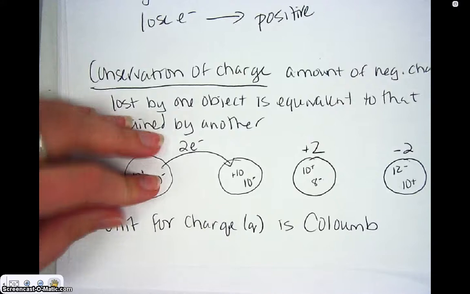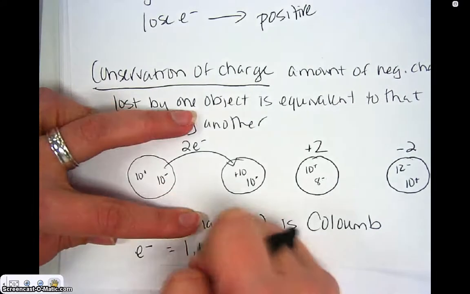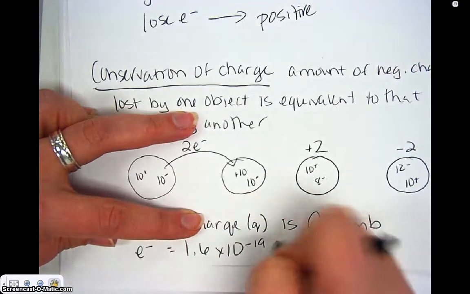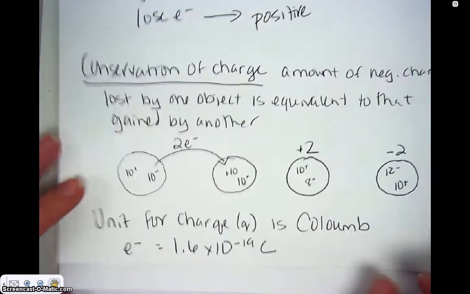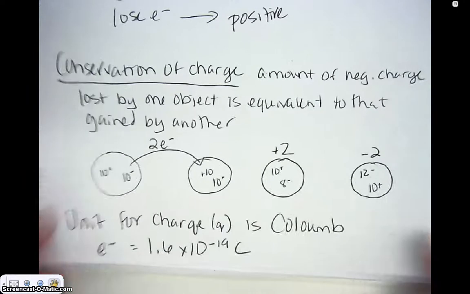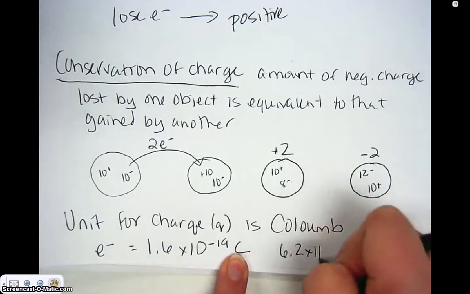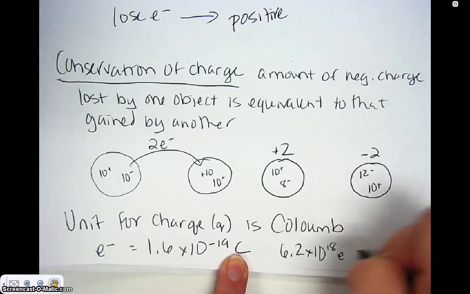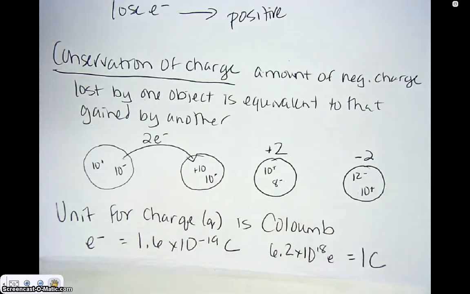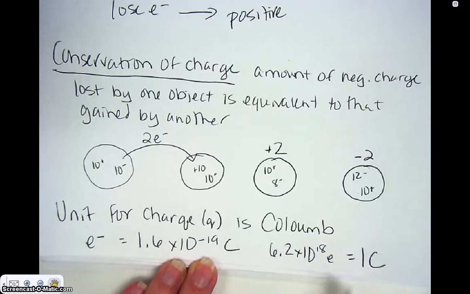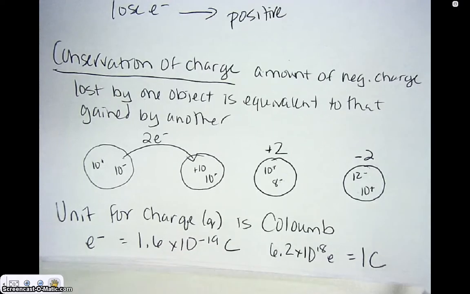Okay? Each electron is equivalent to 1.6 times 10 to the -19th coulombs. We could also say that if I took the inverse of that, 6.2 times 10 to the 18th electrons is equal to 1 coulomb. So remember, we're talking about a huge number of electrons equals 1 coulomb of charge. When we talk about charge moving, we're dealing with a lot of electrons, and that's why we have this unit, coulombs, that's just a more reasonable number to deal with.